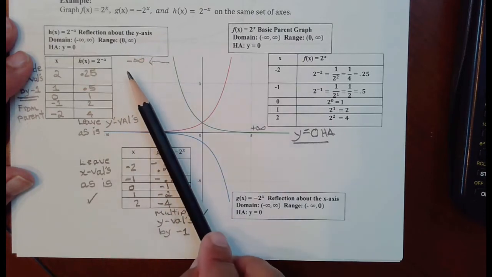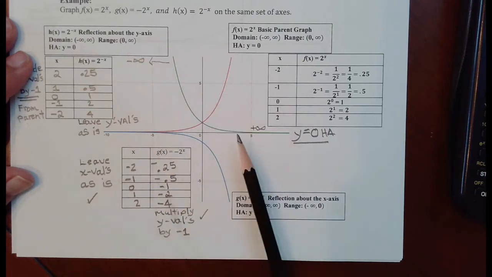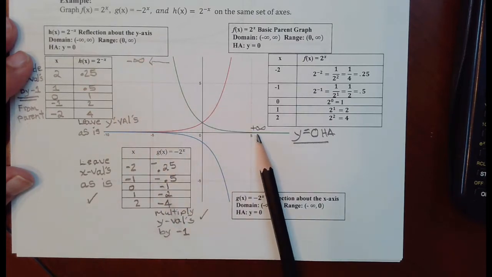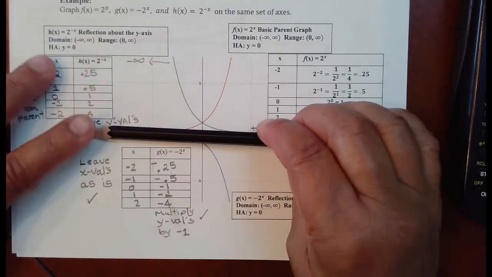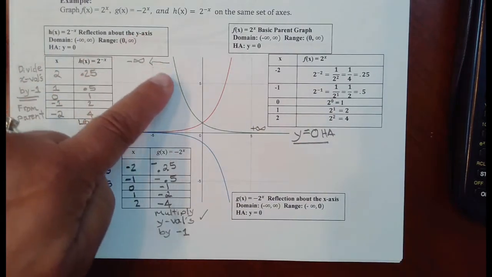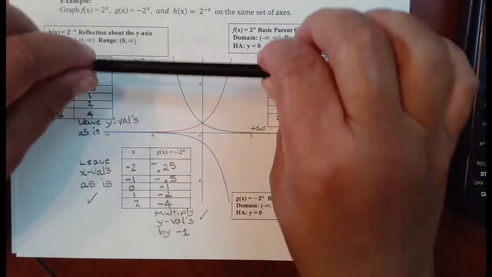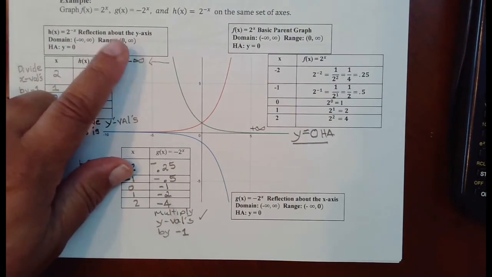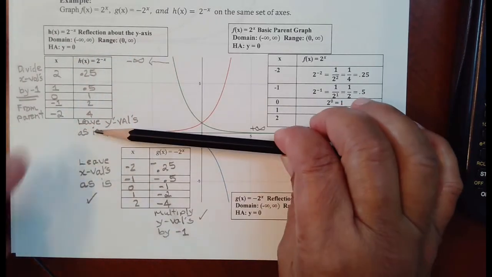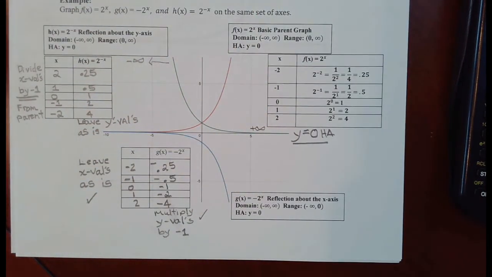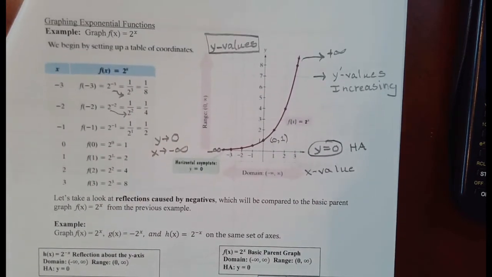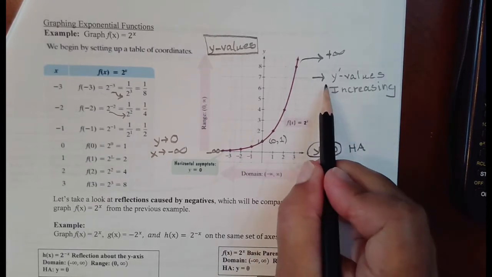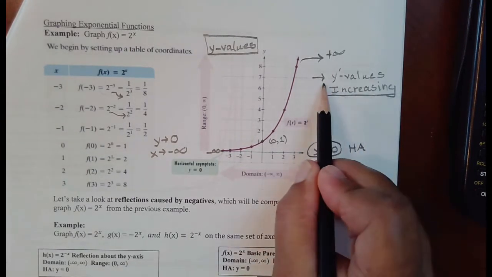The range: every y value on this green line is above 0. So we say that the y values here go from 0 and above. I also want to talk to you about the fact that in this first parent graph, I referred to it as increasing, and now I'm going to refer to this graph that I just did the domain, range, and asymptote for as decreasing.